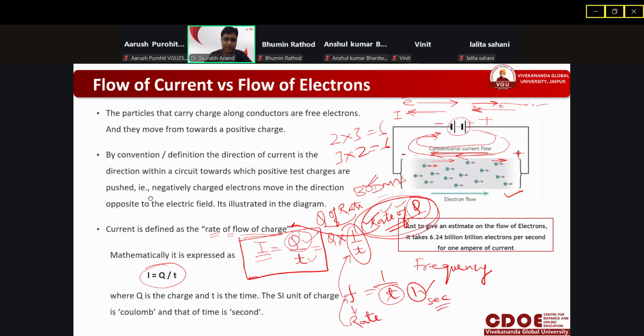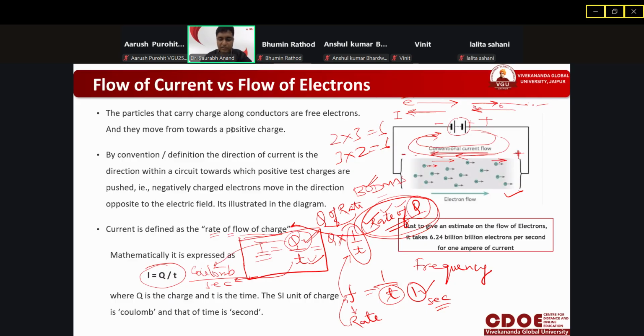So using this formula, what will be the unit? Charge has the unit coulomb. Coulomb upon second, right? Q is coulomb, T is second. Coulomb upon second. So coulomb per second is the unit of current.